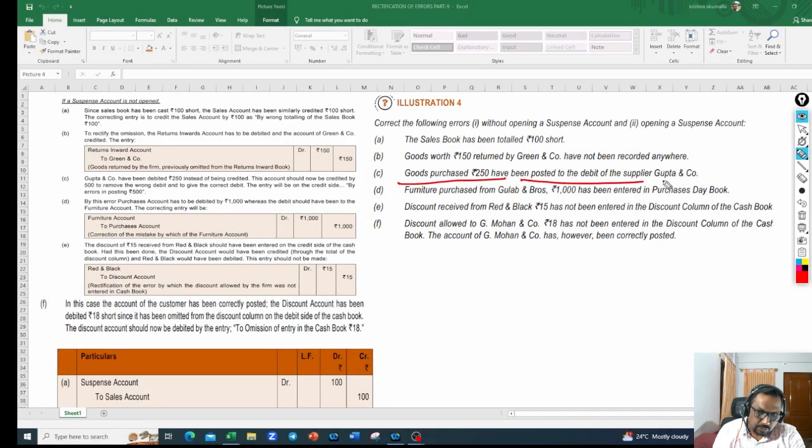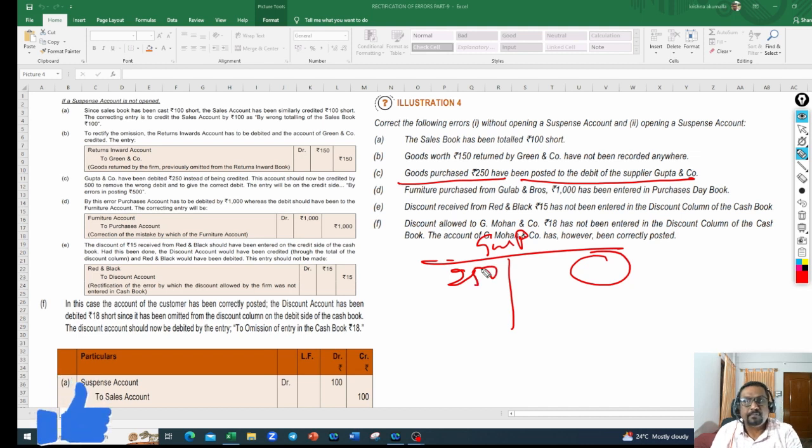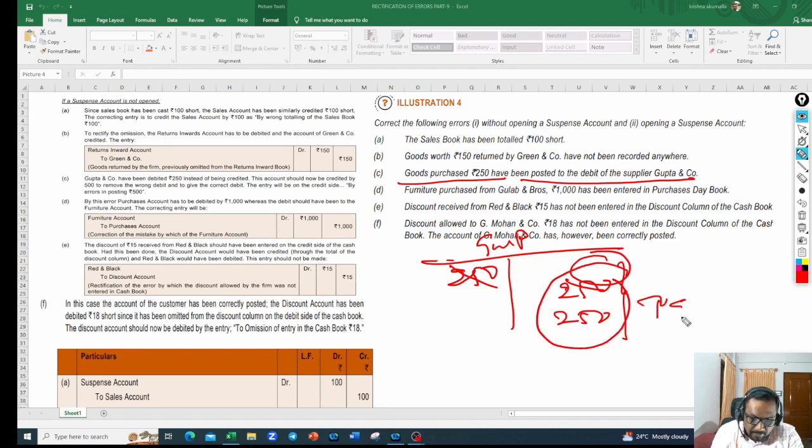250 have been posted to the debit of the supplier Gupta account. This will have impact because this has impact on one side. Gupta account, what happened? Instead of crediting, I debited 250. So I need to credit 250 to knock this off, and I also need to put another 250 to bring a credit balance in Gupta account. This is what I explained previously. That means Gupta account has to be credited with 500 rupees.